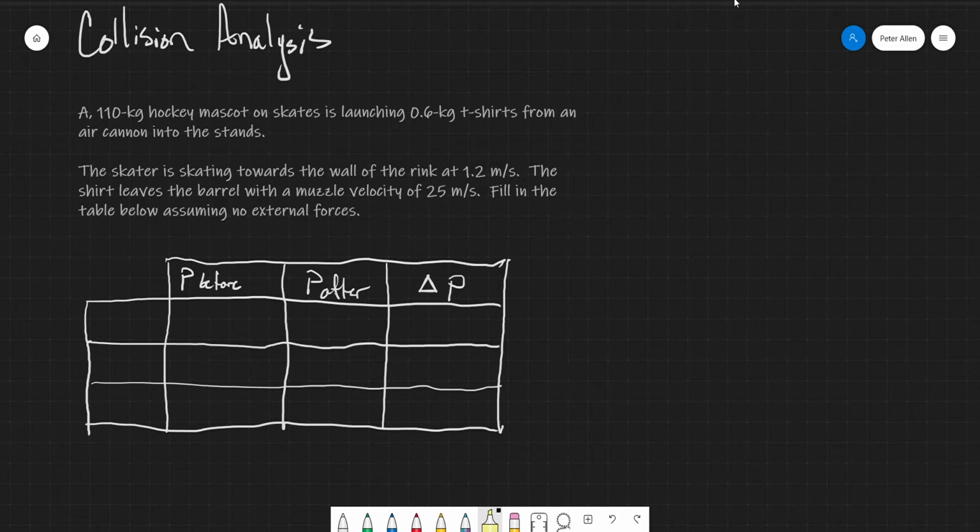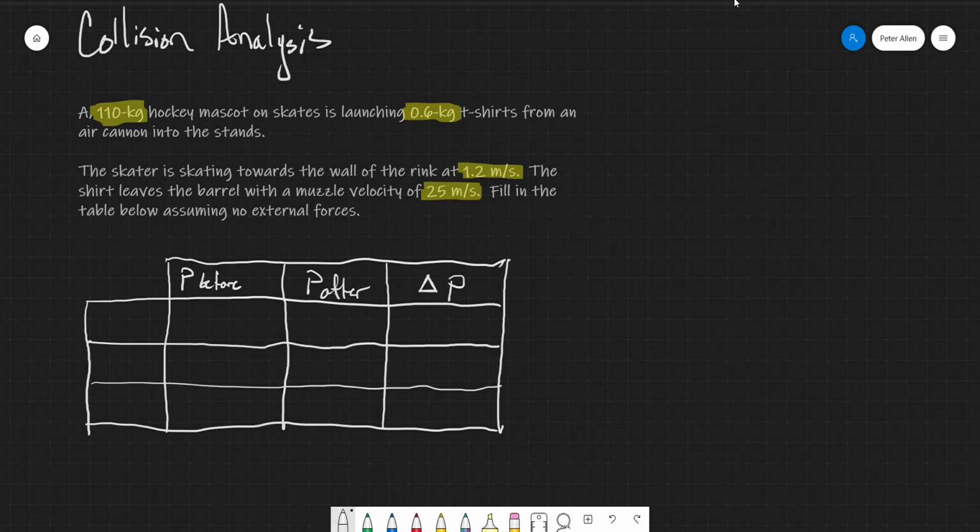First thing we're going to do, we read our scenario and identify the things that have mass or velocity. So we have a 100 kilogram hockey mascot, so there's a mass, right? The 100 kilogram hockey mascot is launching 0.6 kilogram t-shirts from an air cannon into the stands. The skater is skating towards the wall of the rink at 1.2 meters per second, and the shirt leaves the barrel with a muzzle velocity of 25 meters per second. We need to fill in the table below, assuming there are no external forces.